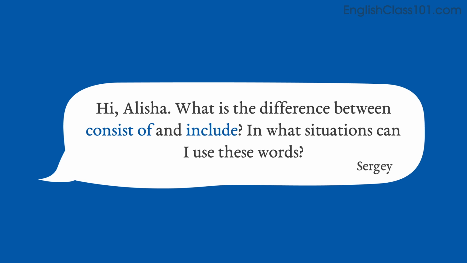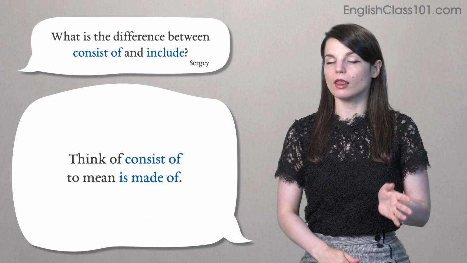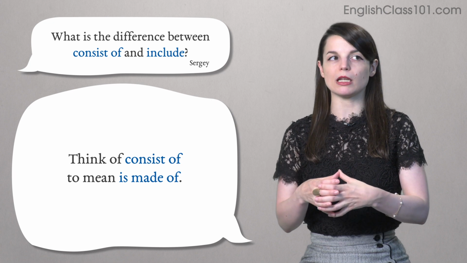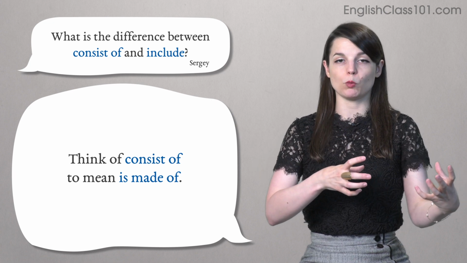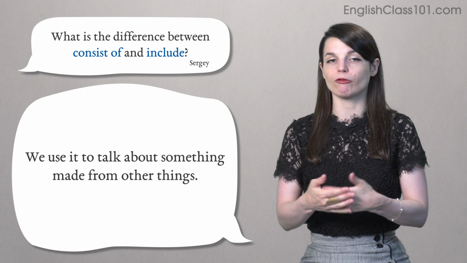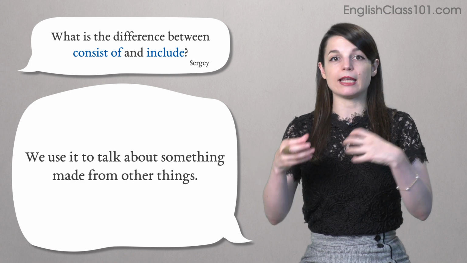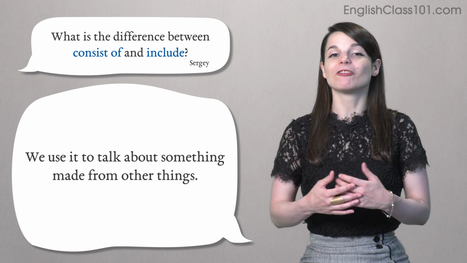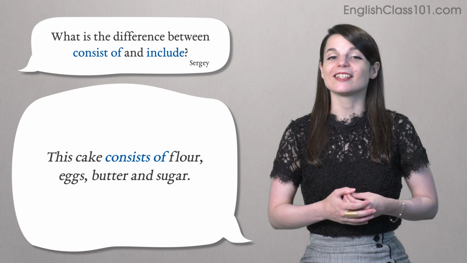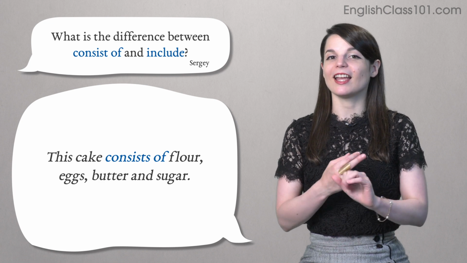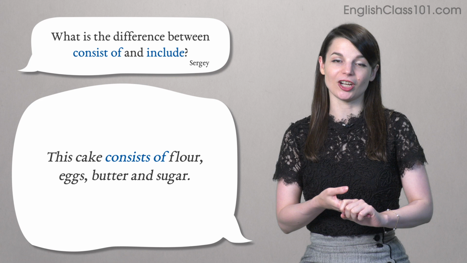What is the difference between consist of and include? In what situations can I use these words? Yeah, you can think of consist of to mean is made of. When we use consist of, it's like a more formal way of saying something is made of something else. For example, this cake consists of flour, eggs, butter, and sugar.